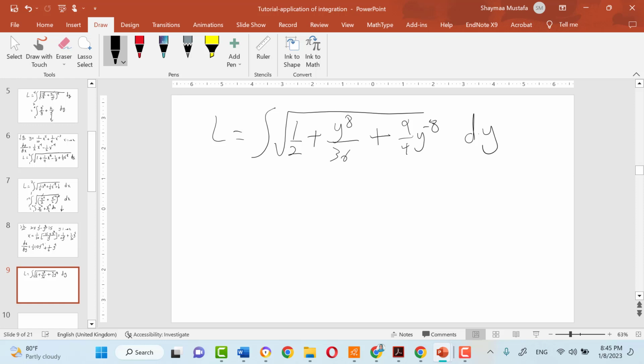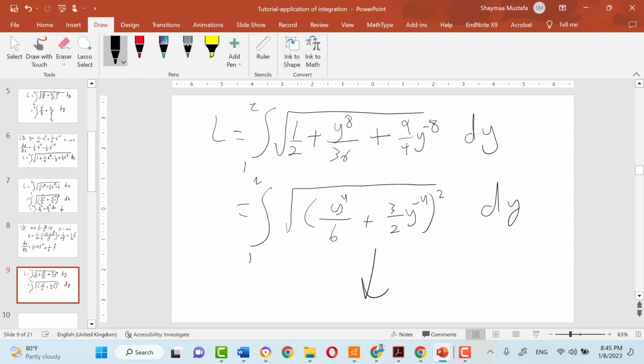Okay, so this one same will be the integration here from 1 until 2. This one will become y to the power 4 over 6 plus 3 over 2 y minus 4 square dy. By same idea, you can continue. This is question 1E.